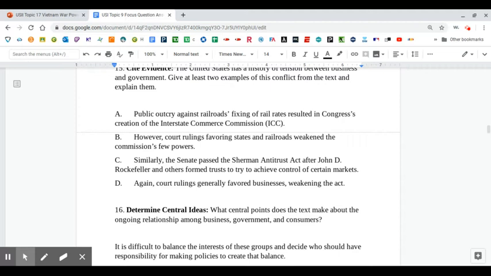In a similar fashion, the Sherman Antitrust Act went after John D. Rockefeller and others who formed trusts to try to achieve control of certain markets. Once again, the courts would rule in some cases in favor of the big business owner.